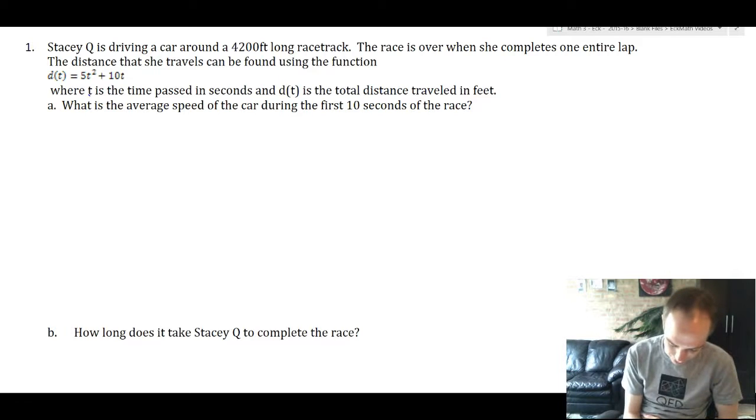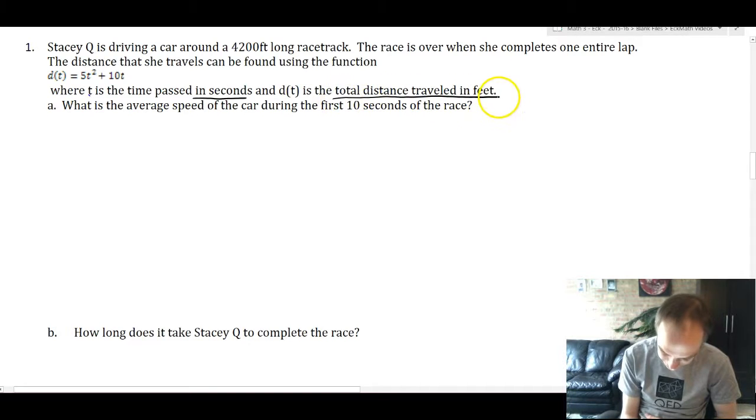Stacy Q is driving a car around a 4,200 foot long racetrack. The race is over when she completes one entire lap. It's a very short race. The distance she travels can be found using the function d of t is 5t squared plus 10t, where t is the time passed in seconds, and d is the total distance traveled in feet.